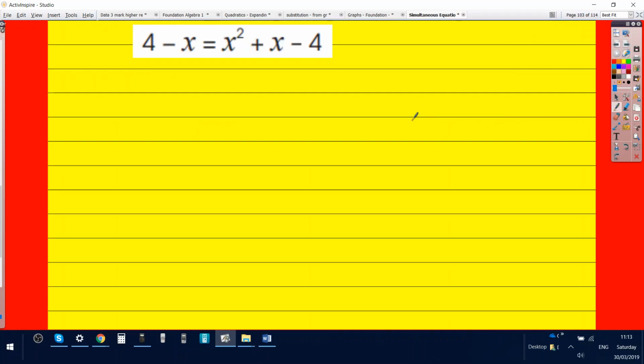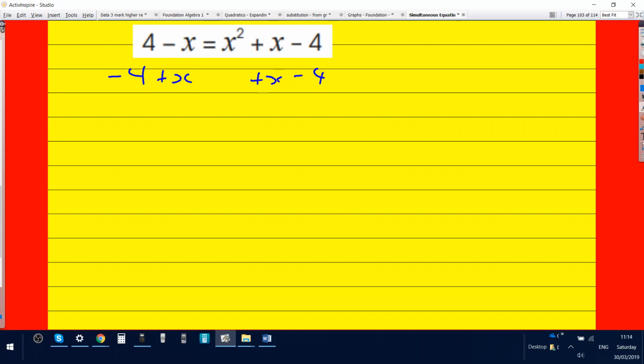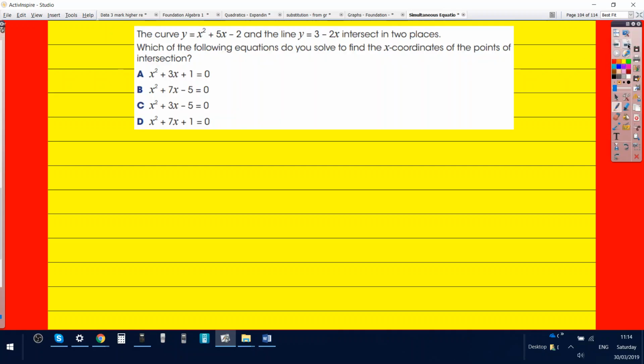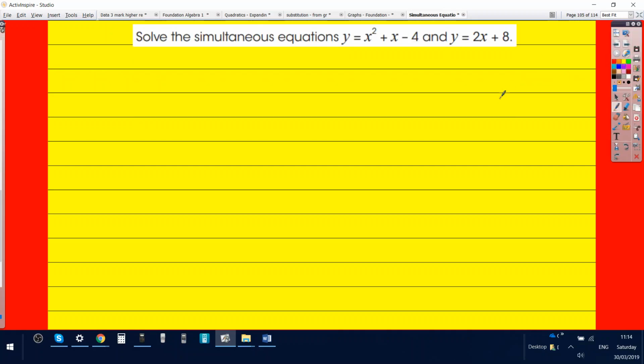How do we solve this? Take away 4 and add x to make it equal 0. And that's all I needed to hear. How do we solve this?